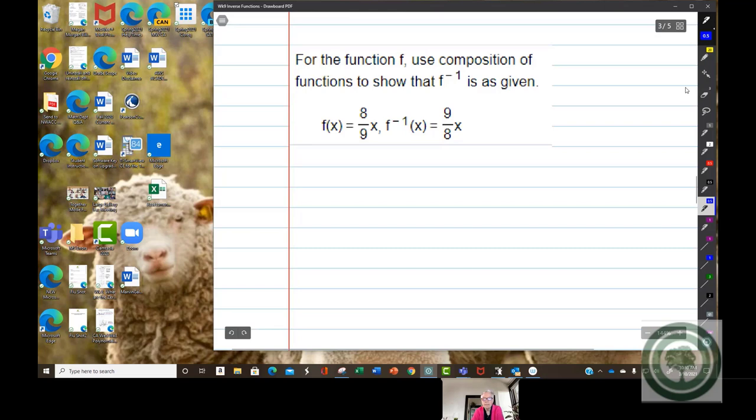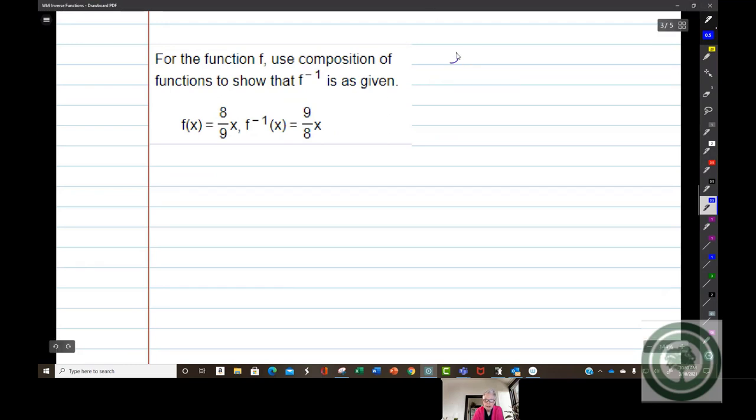If two functions are inverses of each other, then f circle f inverse of x equals x. And it's not enough just to do it that way. You have to do it the other way too. f inverse circle f of x has to also equal x. So we're going to have to take the composition of functions here.